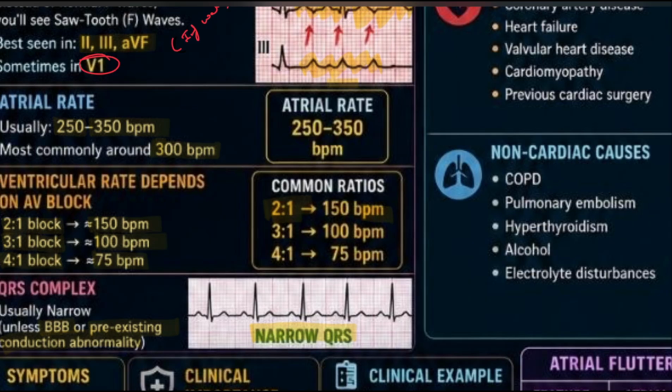Now we are going to discuss the causes of atrial flutter. What are the causes? We have one mnemonic we call FLUTTER.